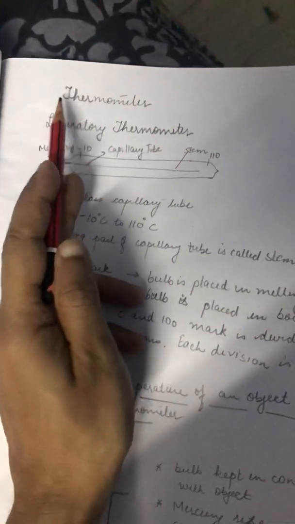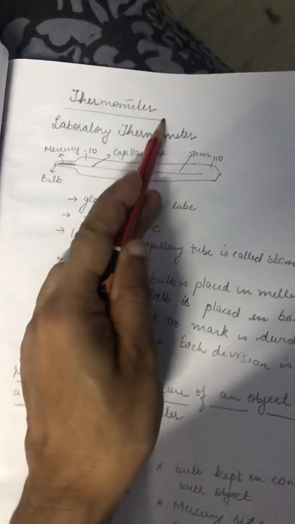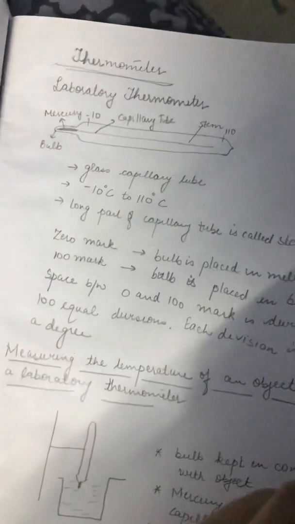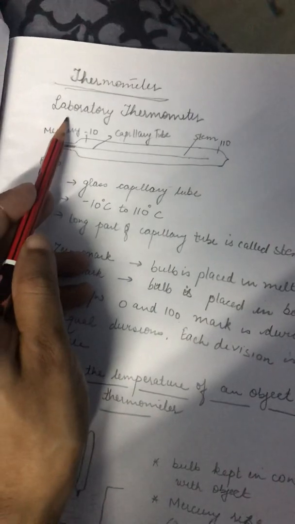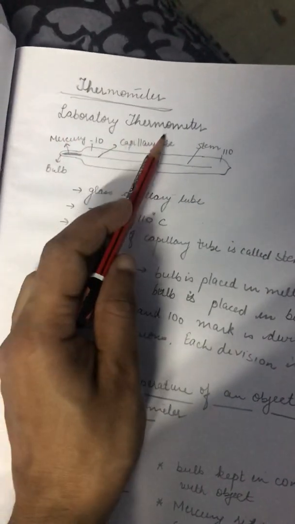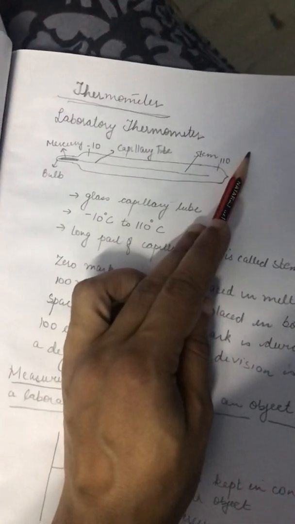Good morning students. Now the next part we are going to discuss is the devices we use for temperature, that is thermometers. The first device we are going to discuss is the laboratory thermometer. This is the thermometer we basically use in science labs.